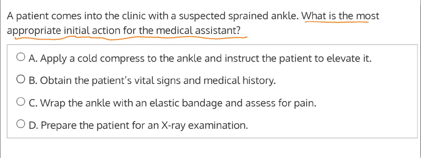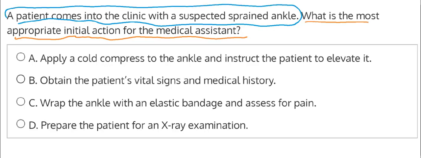This beginning part, a patient coming to the clinic with a suspected sprained ankle, actually will not be very important to this question. This is just side information on why the patient is coming in. What we really want to focus on is the role of the medical assistant and the initial action of the medical assistant. So everything about the sprained ankle, we could eliminate here and just focus on this ending.